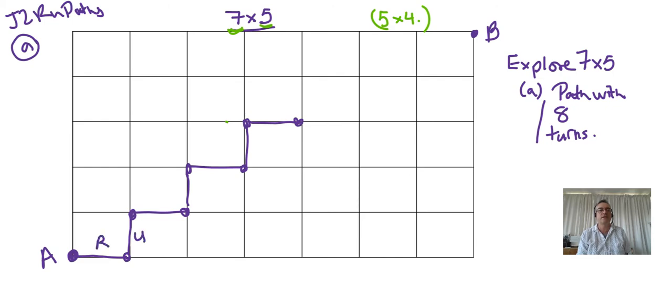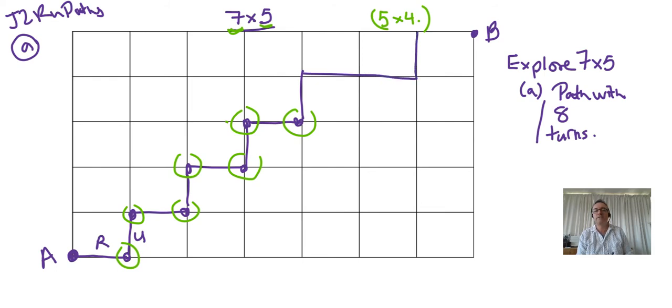How many have I done so far? 1, 2, 3, 4, 5, 6, 7. Okay, I'm going to do another one. That'll make me 8. Oh dear, that's not going to work. I'm going to have to do, there's my 7, 8, 9. Oh, I've done way too many turns there, haven't I? So I'm going to have to do something different. And I'm going to let you explore that.